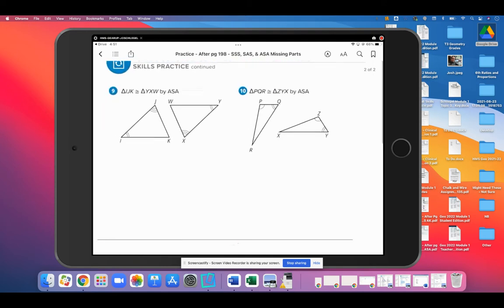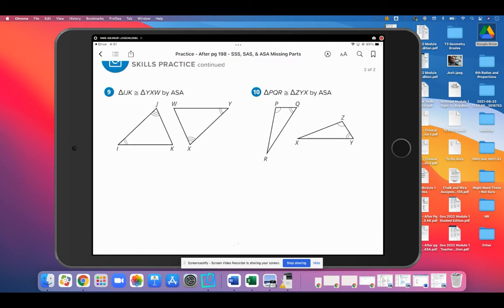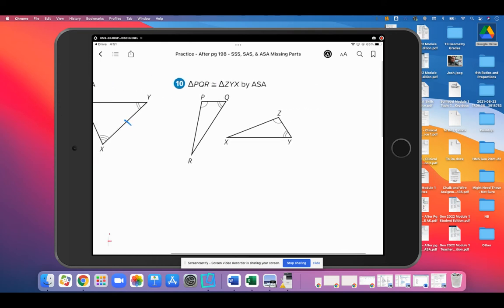On to number 9. We are wanting to use angle, side, angle. And so as I mentioned before, what gets trapped here is the side. So we need a side trapped between two angles. That side and that side are the sides that are trapped between two angles. So we would need to know that JI is congruent to XY. Then I would be able to use angle, side, angle to prove those two triangles are congruent.